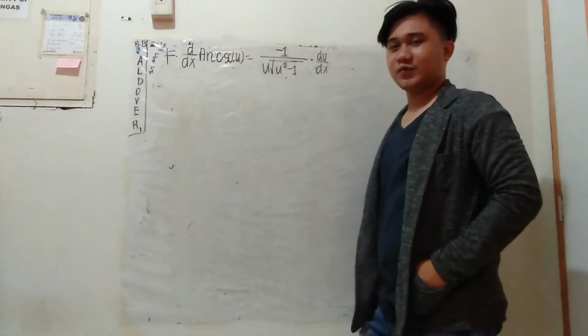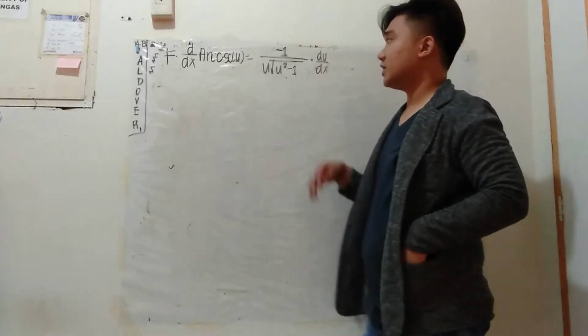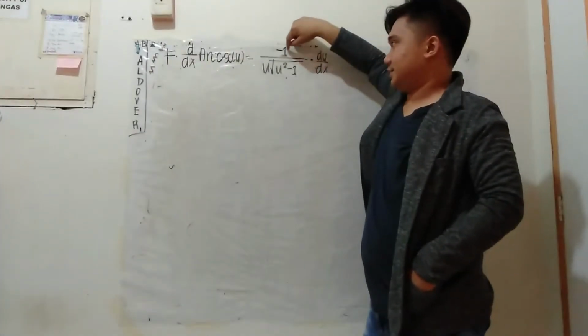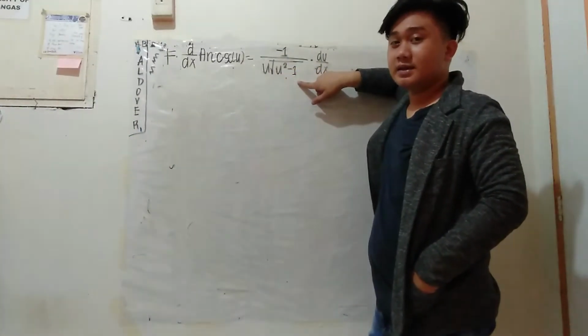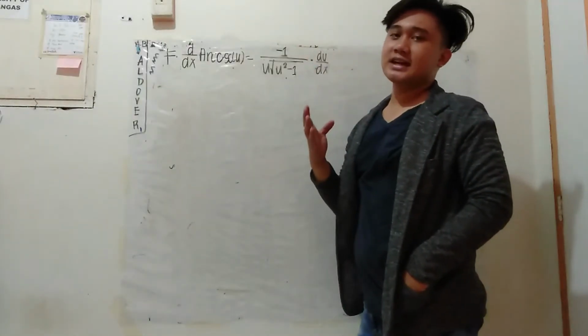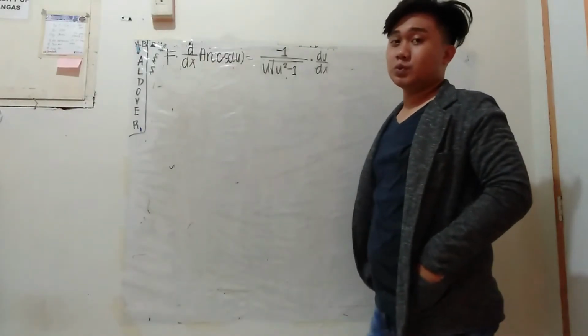So, we're down to the last formula. This time, it is for the arc cosecant of u. Arc cosecant of u is equal to negative 1 all over u square root of u squared minus 1 times du dx. As you can see, it is just the negative of the derivative of arc secant u.